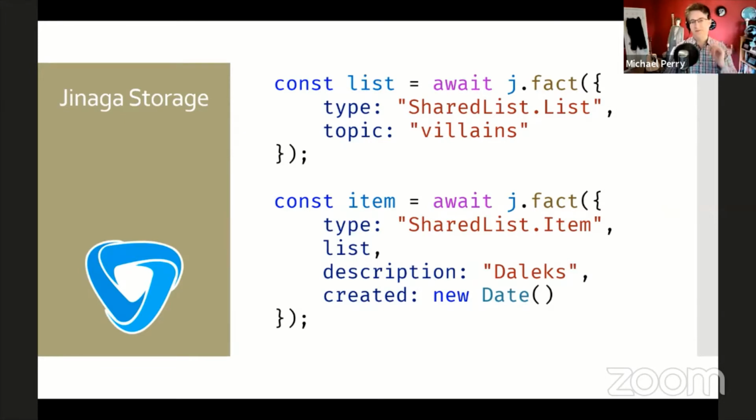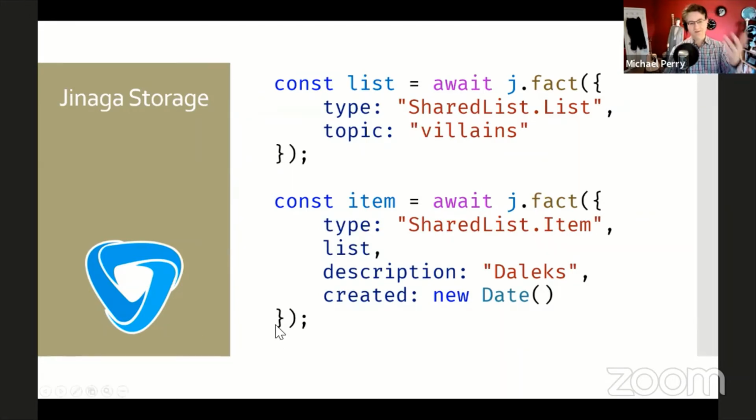So the list that we were just looking at is this value right here, this JSON object that is the type shared list.list and the topic villains. That's it. That is the entire value. You notice it doesn't have an ID. There's no database ID. There's no external identifier. That value is the identity. That is the identifier for that list.